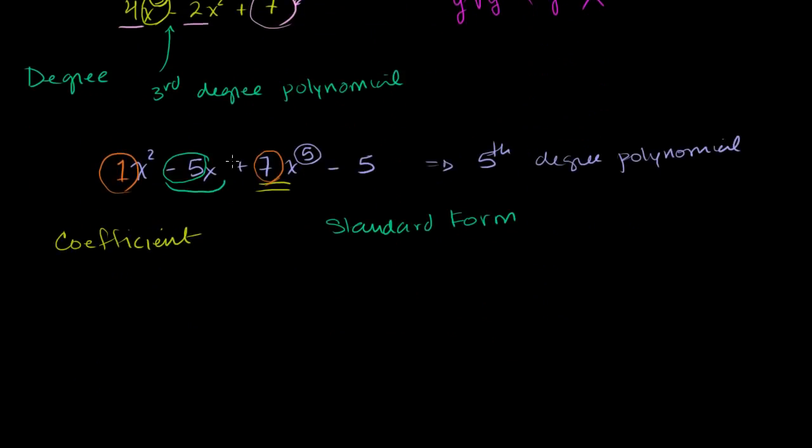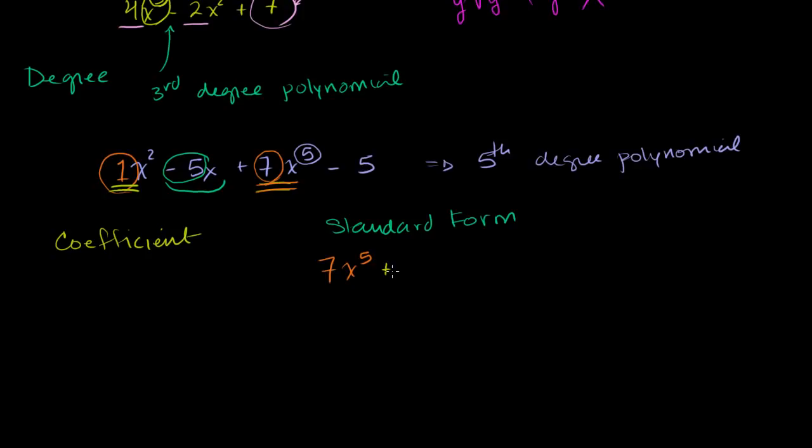So this is in a non-standard form. If I were to list this polynomial in standard form, I would put this term first. So I would write 7x to the fifth. Then what's the next smallest degree? Well, I have this x squared term. I don't have an x to the fourth or an x to the third here. So then it'll be plus 1.